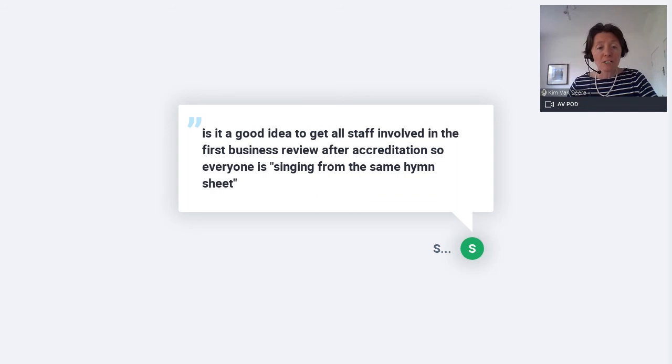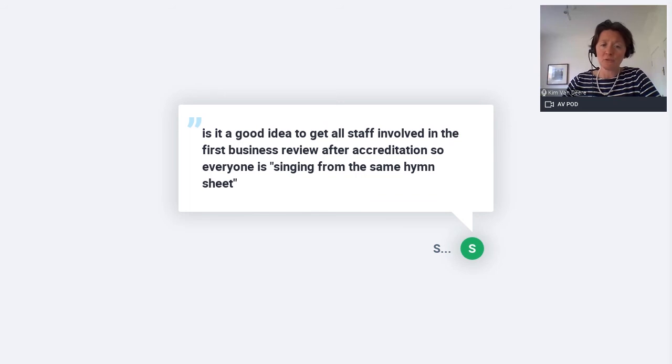Okay, and from Stuart, is it a good idea to get all staff involved in the first business review after accreditation so that everyone is singing from the same hymn sheet? I think that's an excellent idea, really just to get people on board, to let them understand what management review is all about. Yeah, I think that's an absolutely excellent idea.